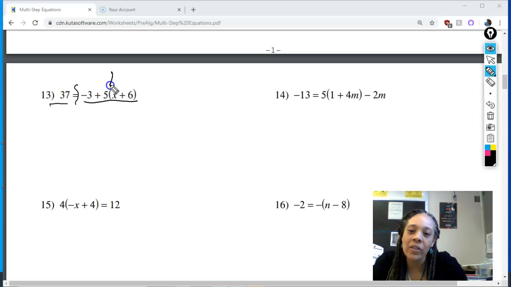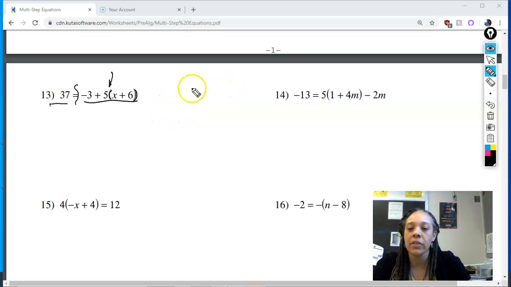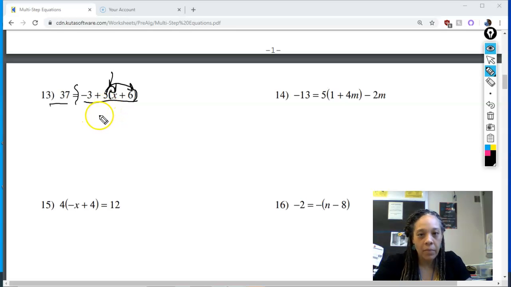So the first thing I notice is that this 5 is on the outside of these parentheses, and that is distributive property. We have to notice that first, so train your eyes to look for that. So we want to do our double rainbow here. So 5 goes to the x and 5 goes to the 6. That's our first step, is distributive property. So here's what that looks like.